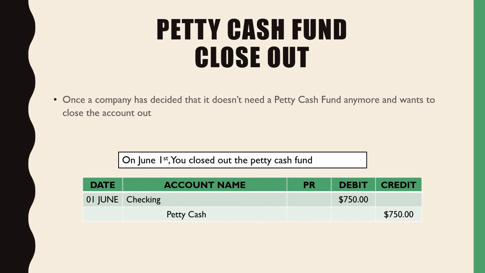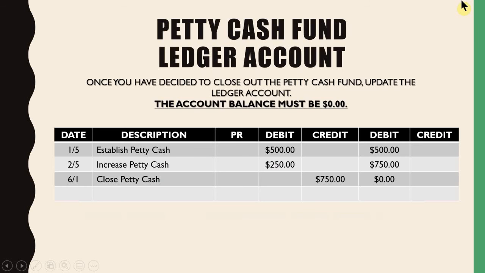So with that, what are you going to do with $750? You're not going to put it in your pocket. You're going to put it into the bank. And then you're going to credit your petty cash. All right? $750. And then when you put it in your ledger, it should give you an account balance of 0. So that's when you close out, is where you don't have any money in there at all. Okay? Any questions here?